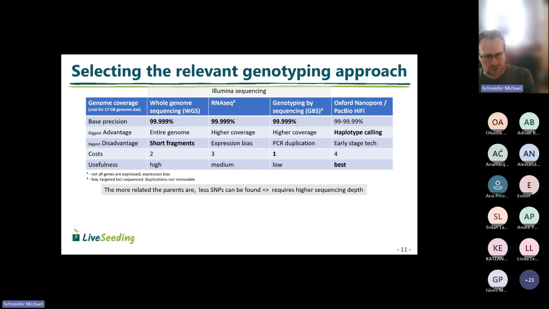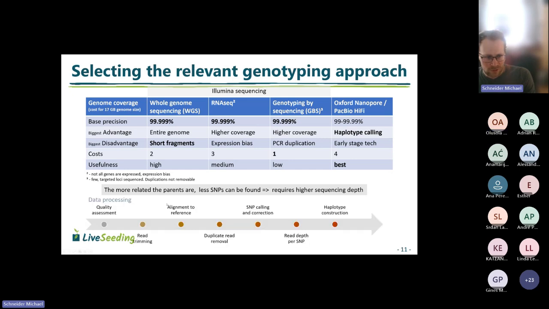But I am going to show you a way how we can work around this and work with much lower sequencing levels. For this, it is also quite important to know how related the parental lines are. The less variation is found between the parents, the higher the sequencing depth typically needs to be to account for this.